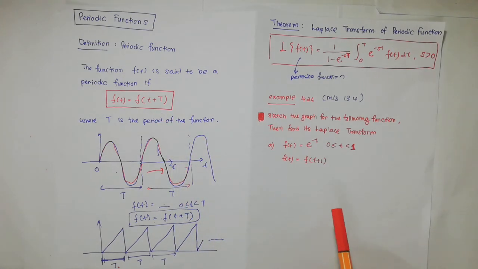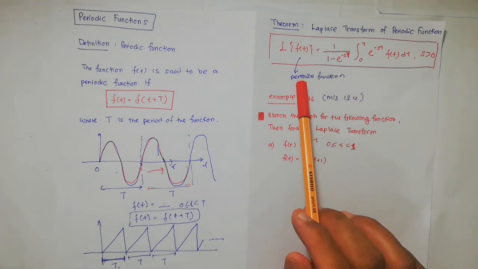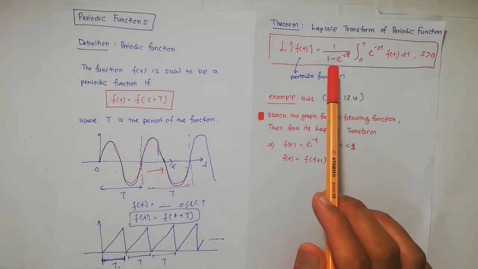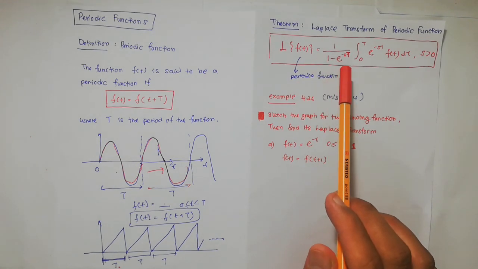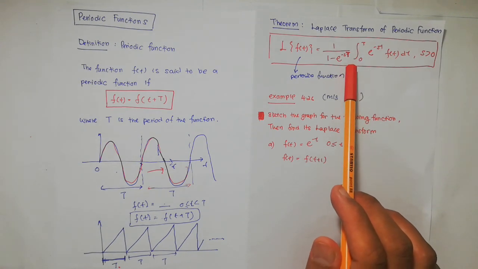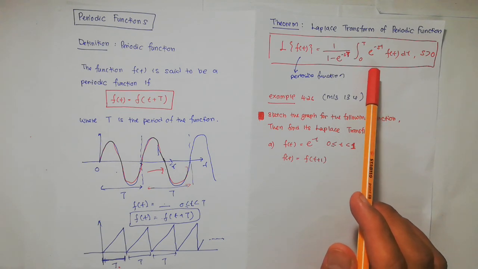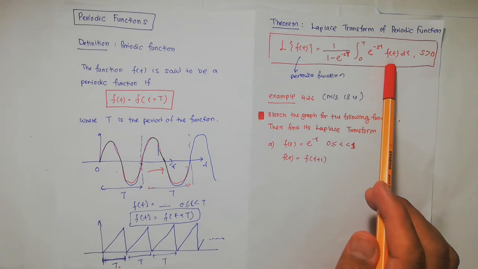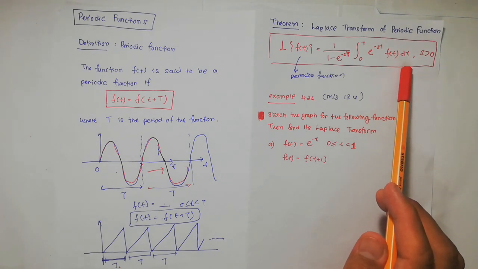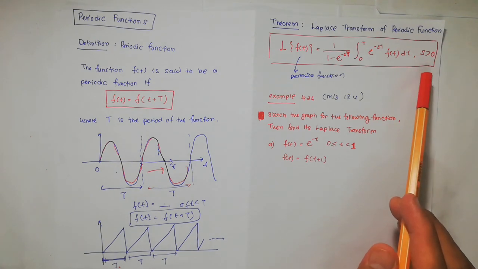If you want to find the Laplace transform of a periodic function, we can just use this theorem. The Laplace transform will be equal to 1 over 1 minus exponent negative sT, and then we integrate over t from 0 to T, exponent negative st, f(t) is our signal, and then we integrate over dt, where you must make sure that the s value is more than 0.